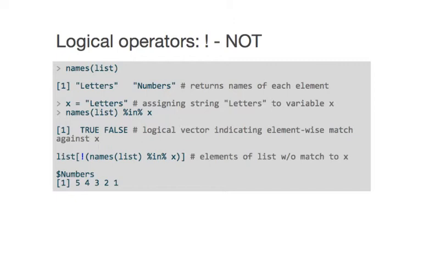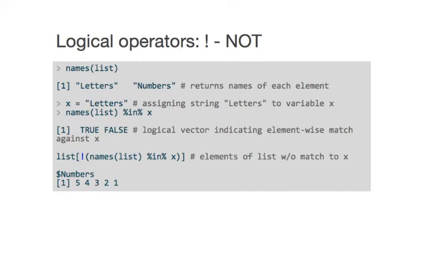Imagine we have a list, which contains 2 elements. One is a vector of letters, and the second is a vector of numbers. The first comment just prints out names of each element in this object. Then we go ahead and assign one of the names of the elements in the list to value x. Then we use match operator to check if x value is present in any of the names of the list. Match here is implemented by using in command put between 2% signs. That's not something you should know about, but just in case you are curious.